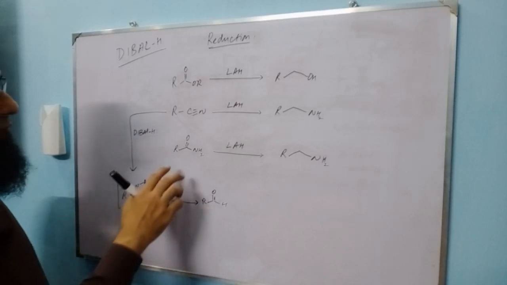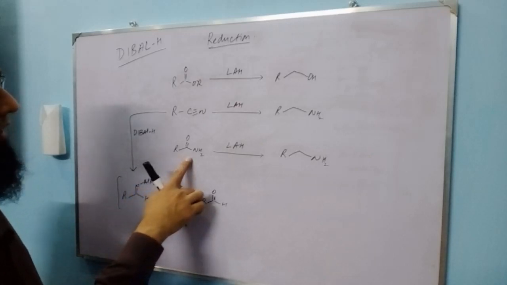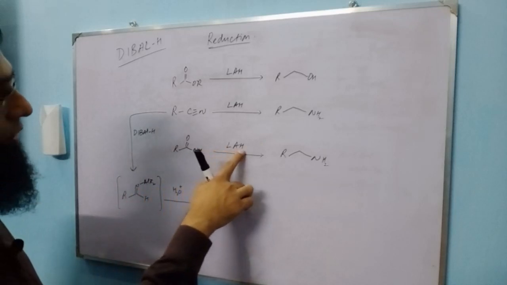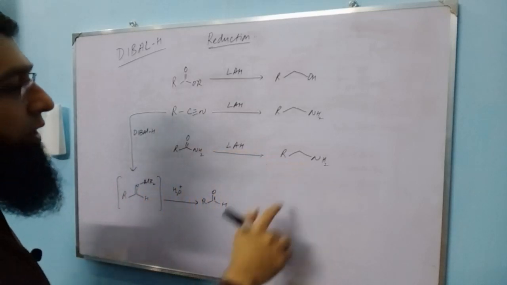And third involves the reduction of carboxamide. Amide can also be reduced using lithium aluminium hydride, and we get primary amine as product.